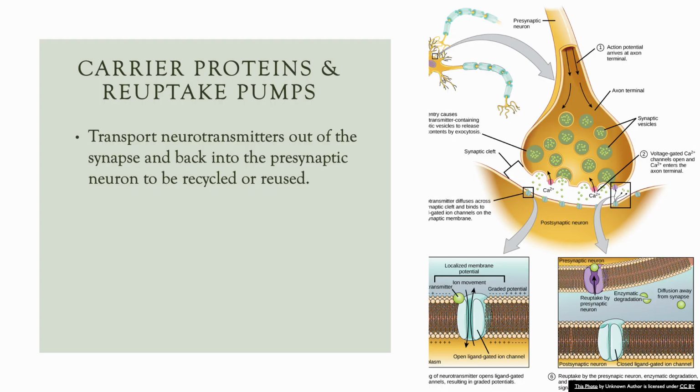Another site for drug actions is carrier proteins or reuptake pumps, which transport neurotransmitters out of the synapse and back into the presynaptic neuron to be recycled or reused. Some drugs, such as selective serotonin reuptake inhibitors or SSRIs, will inhibit the reuptake pumps, thus increasing the synaptic availability of the neurotransmitter.